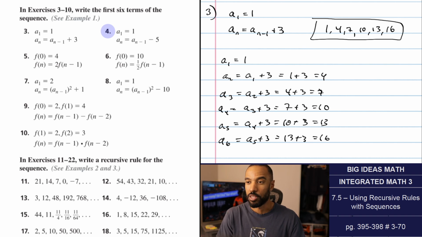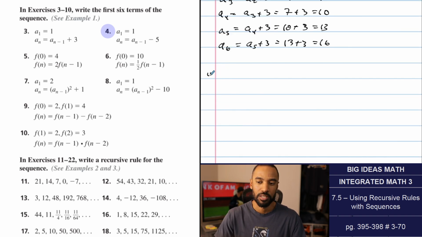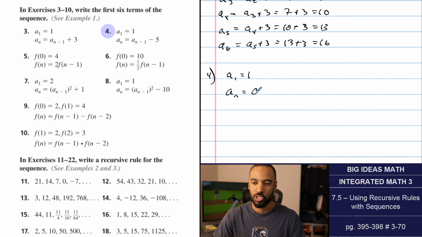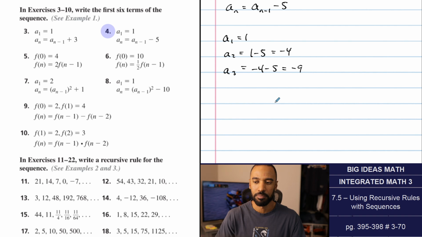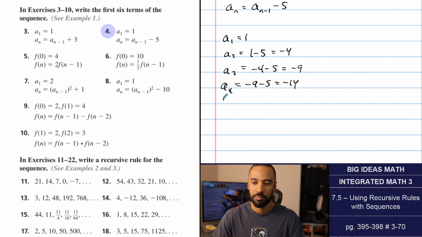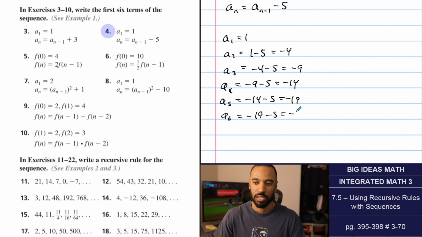Right? Now, for this problem, I'm not going to go quite as slowly when it comes to the workload that I write. If the first term is 1 and your next term takes your previous term minus 5, this time I'll just say a sub 1 being 1. A sub 2 is the first term minus 5, which is negative 4. The third term is negative 4 minus 5, which is negative 9. The fourth term is negative 9 minus 5, which is negative 14. The fifth term is negative 14 minus 5, which is negative 19. And the sixth term is negative 19 minus 5, which is negative 24.